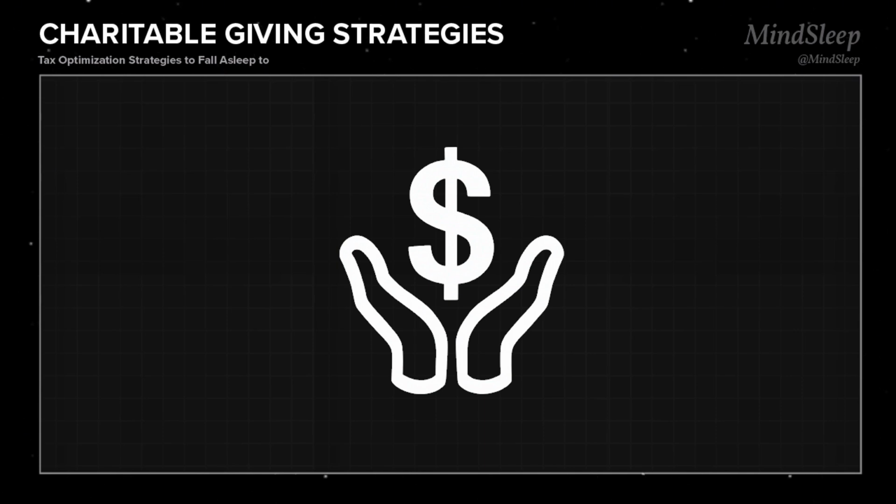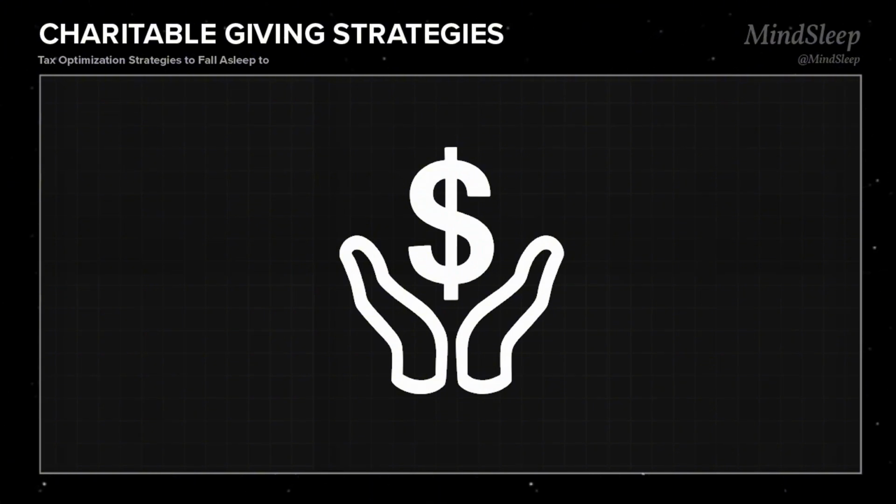On a societal level, tax incentives for charitable giving represent a partnership between government and private philanthropy. This system encourages individuals and corporations to direct resources toward causes they deem worthy, potentially filling gaps in public funding and fostering a culture of giving.